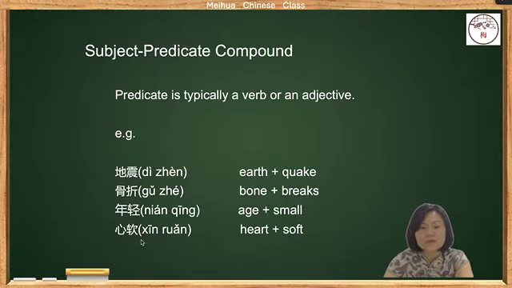The fourth one, 心软. 心, heart, is a noun, right? It's a subject. 软 means something soft. So it's an adjective. So heart, soft. 心软, so this is subject plus adjective. It forms a word.